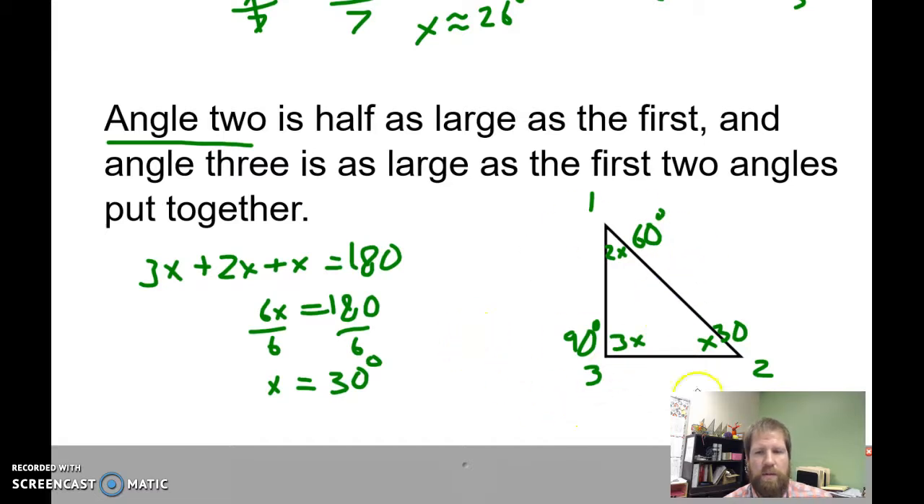Remember, build your diagram and use that to help you visualize, but don't get too caught up in how your diagram actually looks. Use that to build your equation and then solve for your variable.